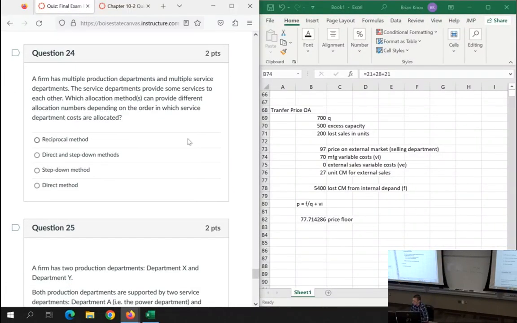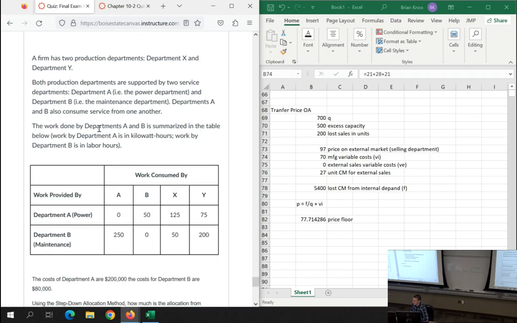Okay, here's a service department question, a service department cost allocation question. Here's another one of those.